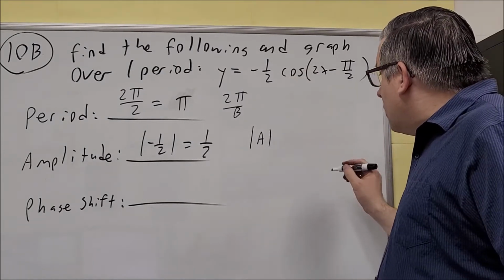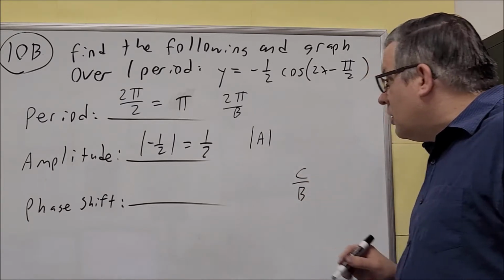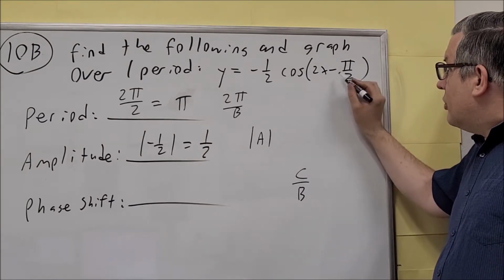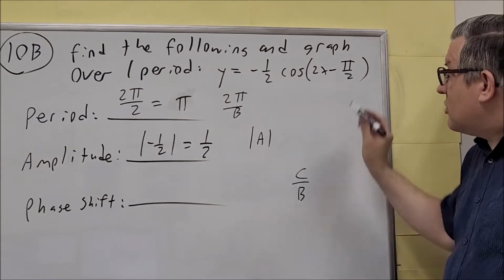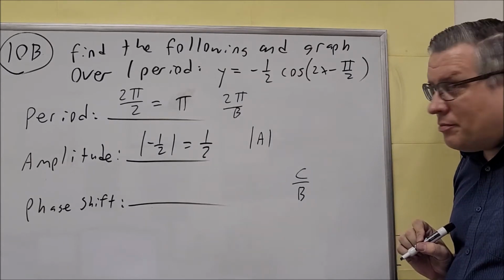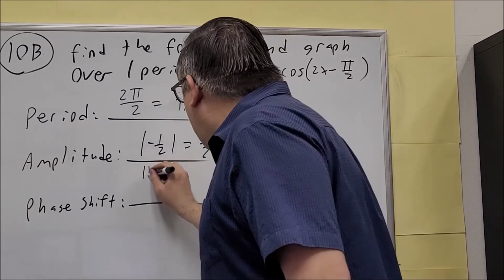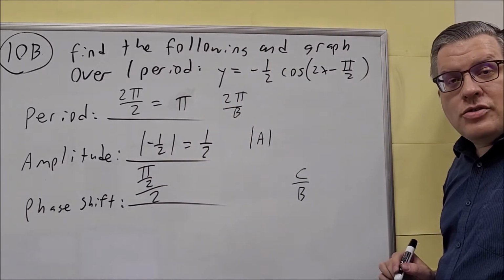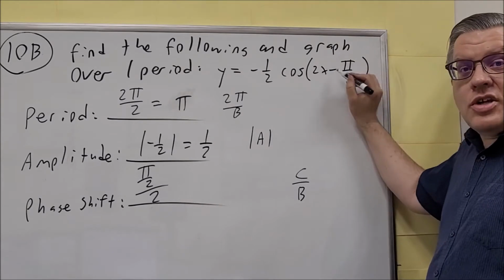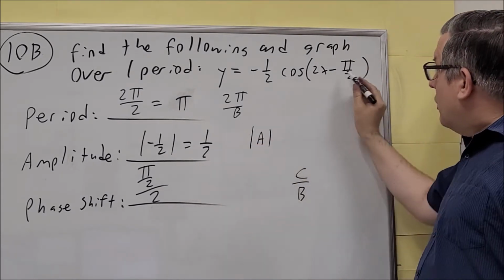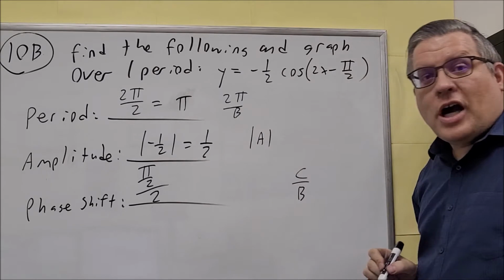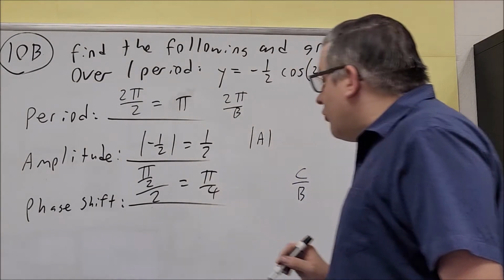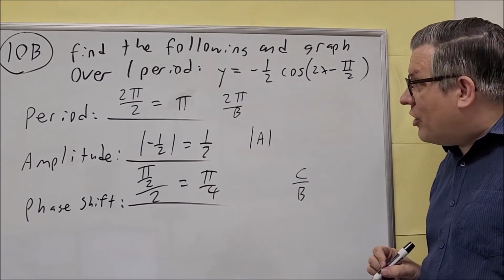The phase shift formula is going to be c over b. The c is whatever number comes after the minus sign. So in this case, the c is positive, it's going to be pi over 2. So we're going to do pi over 2 divided by the number in front of the x, so pi over 2 divided by 2. Essentially, you're just taking the opposite sign of what you see here. So negative pi over 2 becomes positive pi over 2. When you flip and multiply that, it's going to give you pi over 4 as your phase shift.